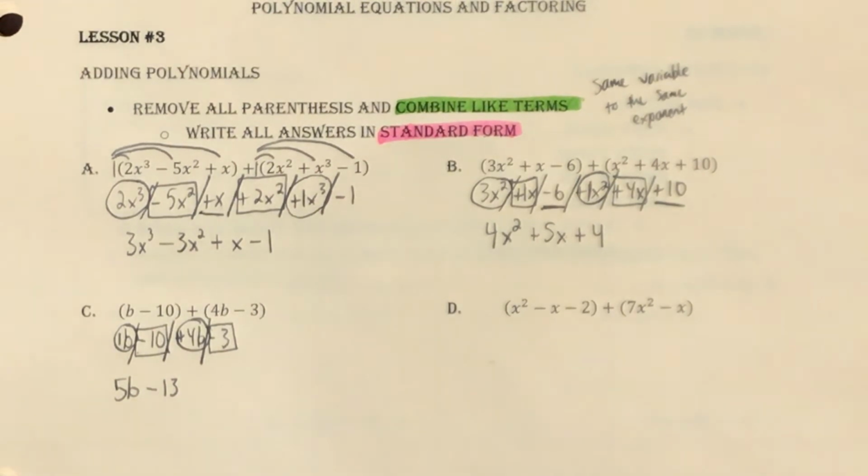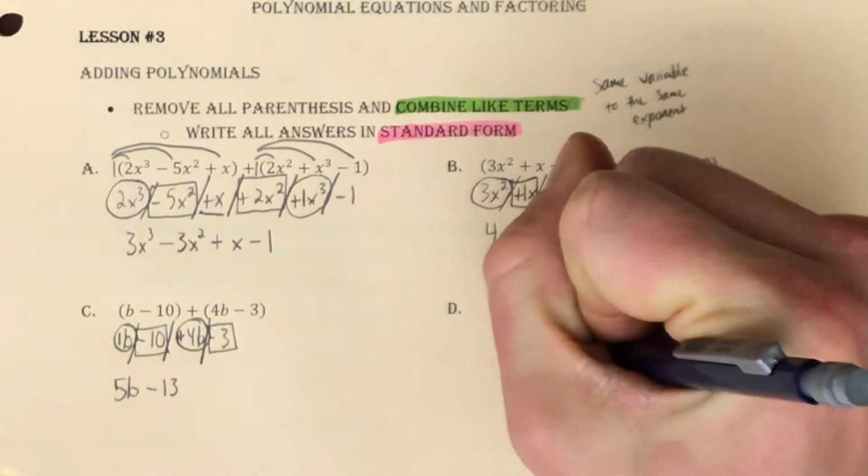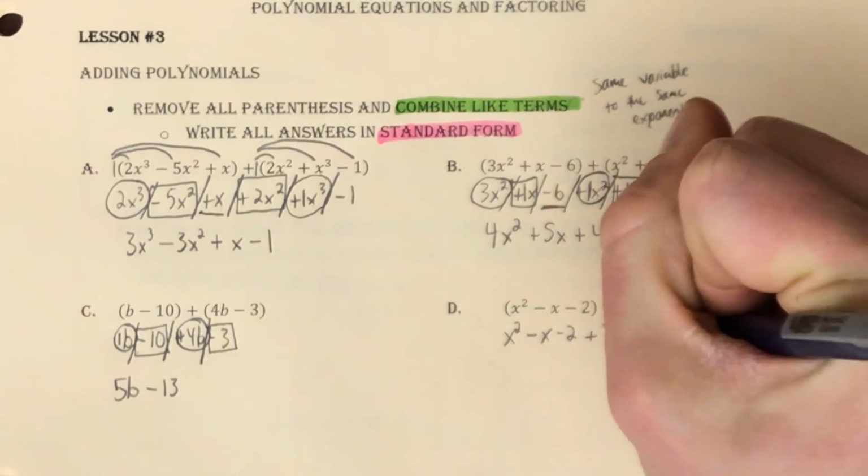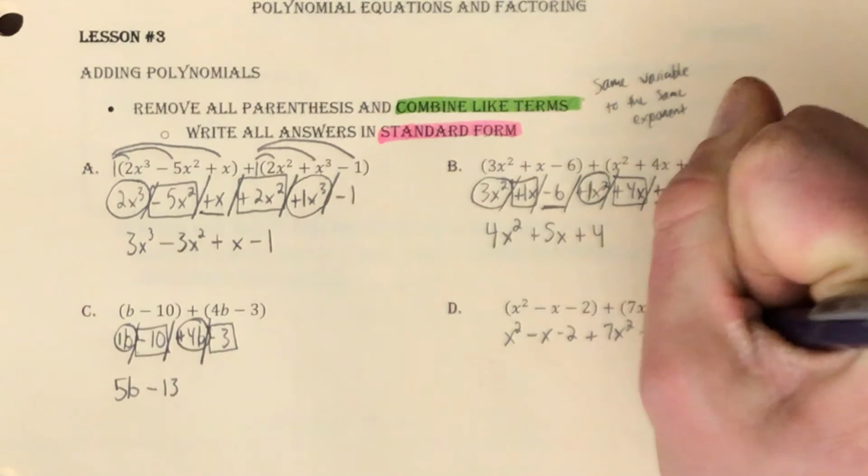All right, well, we've got one more example here, example D. I'd encourage you to try that one on your own, then check your answer with mine. So we've got the polynomial of x squared minus x minus 2 being added with the polynomial of 7x squared minus x. The first thing that I want to do is remove the parentheses since I am adding the polynomials, and that is the first step. So x squared minus x minus 2, and then plus 7x squared minus x.